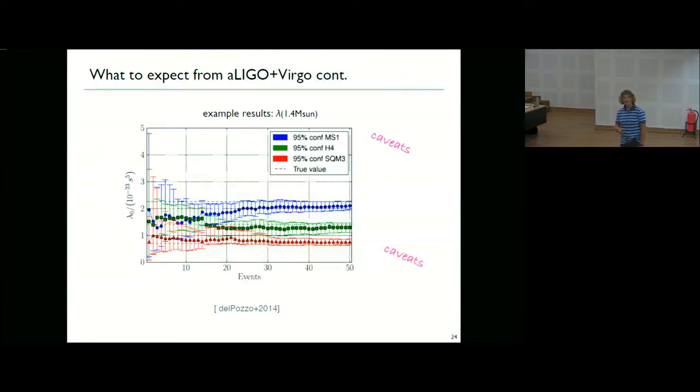And they ask, okay, we want to measure this parameter, after how many events can we distinguish these 3 classes of equations of state? This is what they plot here. So as you accumulate more events, you get better and better constraints, or you become able to distinguish them. Again, caveats.